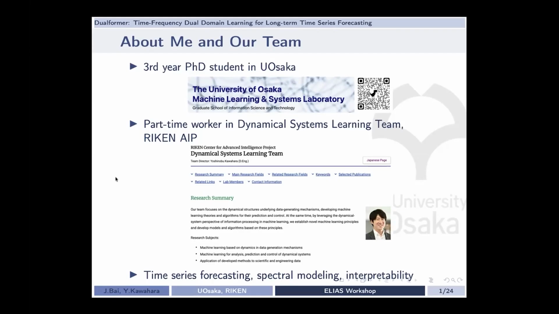Also, Professor Kawahara is a team director at RIKEN AIP, and the team name is Dynamical Systems Learning. Our team mainly focuses on the dynamical structure underlying data generating mechanisms, developing machine learning theories and algorithms for their prediction and control, and something like that.